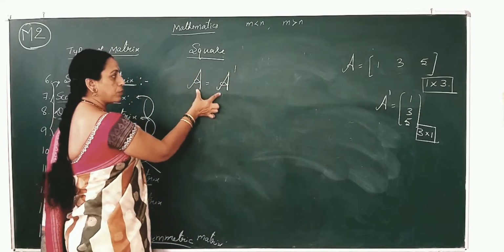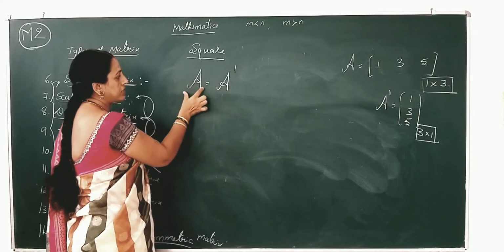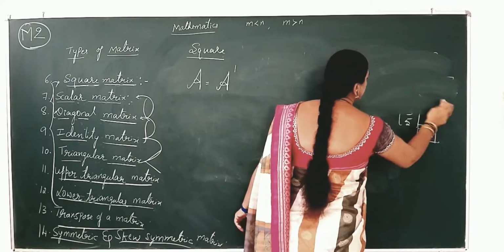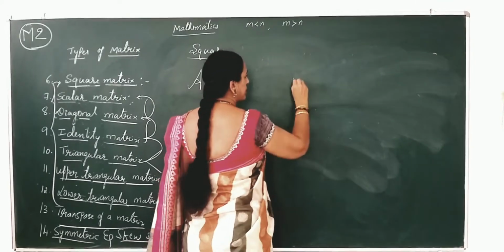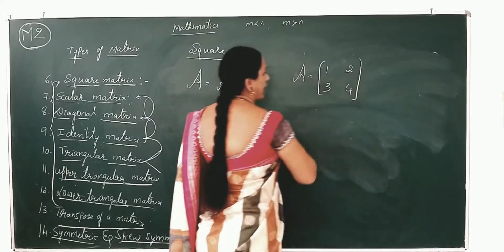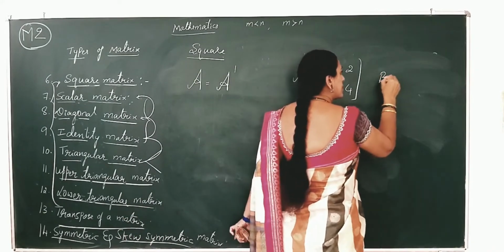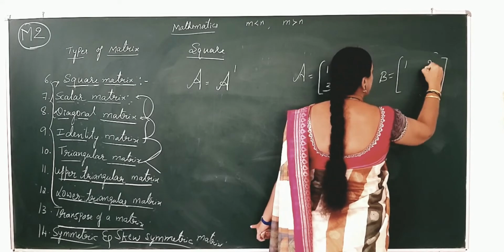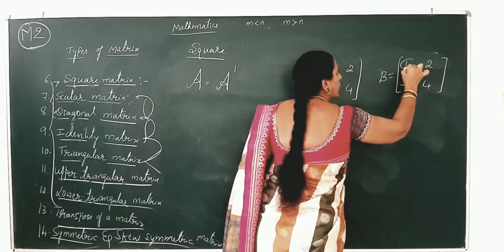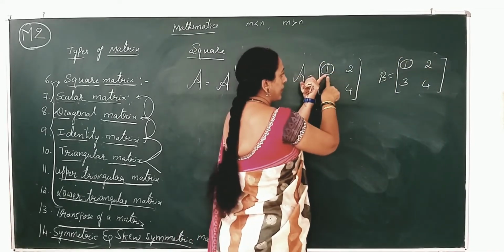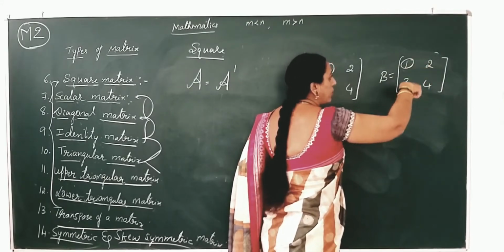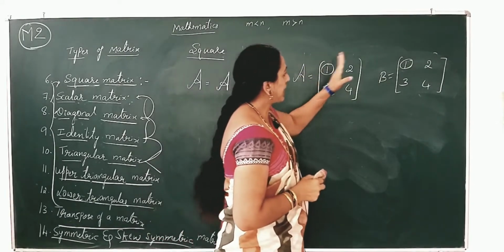Then these two matrices will be equal. Equal means corresponding elements of the matrices will be equal. Corresponding means the first element of the first row is equal to the first element of the first row. If I choose one example, A is equal to 1, 2, 3, 4, and B is also nothing but 1, 2, 3, 4. Corresponding means 1 is equal to 1: 1 is the element of first row and first column, and it is also equal to the element of first row and first column. These are called corresponding elements.